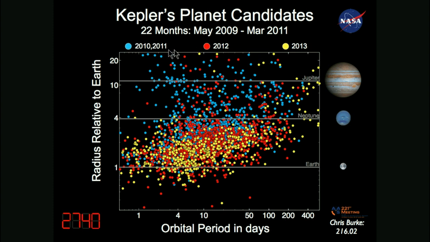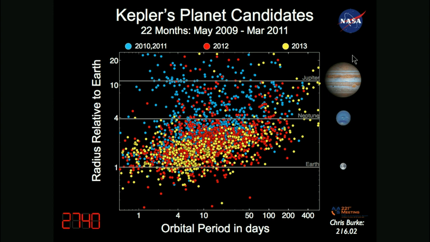And then the blue, the red, and the yellow is basically how, as we analyze the data and get more information to analyze it, how long it took for us to look into this and say, oh, we think the blue stuff should be planets that we found in 2010, 2011. The red stuff is 2012. The yellow stuff is 2013. Even though all of the data was actually taken in this time frame of 2009 and 2011.